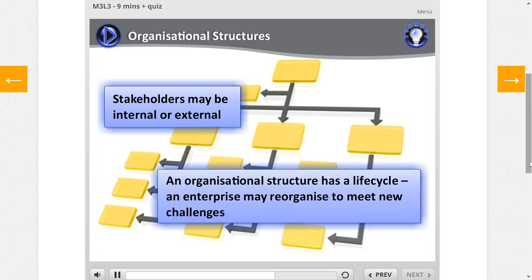An organizational structure has a life cycle. As an enterprise adapts to meet new circumstances and challenges, it may find that it needs to reorganize itself. Most of us have direct experience with this.